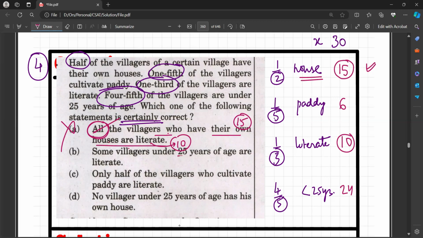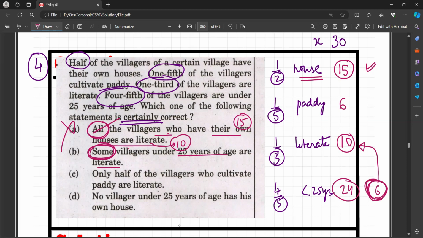Some villagers under 25 years of age are literate. 24 total villagers are less than 25 years of age, and how many others are there? 6. Suppose these 6 people become literate, we want to contradict the statement to prove it wrong. You need a proof. You can prove it wrong, so we assume on face value that this statement is wrong. Always remember, when statement-wise questions come, on the face of it you take it as wrong and try to prove it incorrect, but if that is not happening, then it is correct.